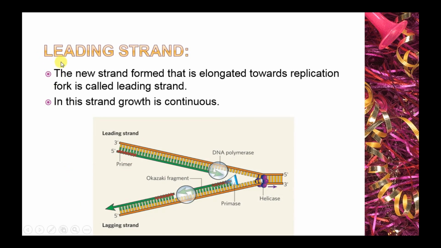First we will study the leading strand. Now what is the leading strand? The new strand formed that is elongated towards the replication fork. Firstly, what is the replication fork? I have told you this point is the replication fork, which is Y-shaped. As you can see, it's Y-shaped, and this is the replication fork, and this is our leading strand. The new strand which is forming is moving towards the replication fork here, and its growth is continuous.